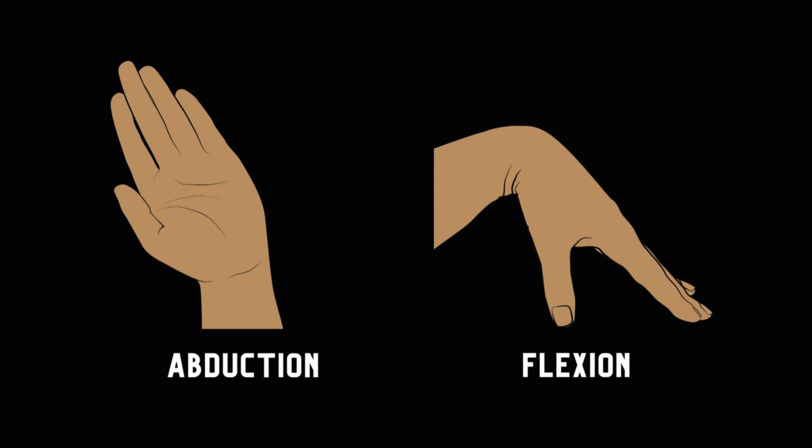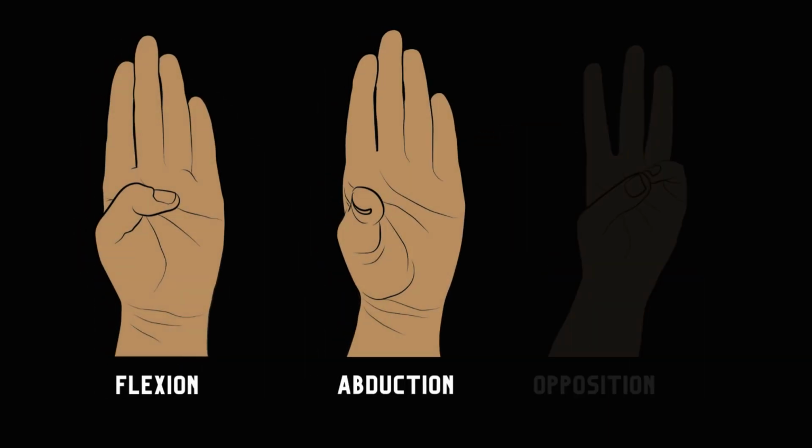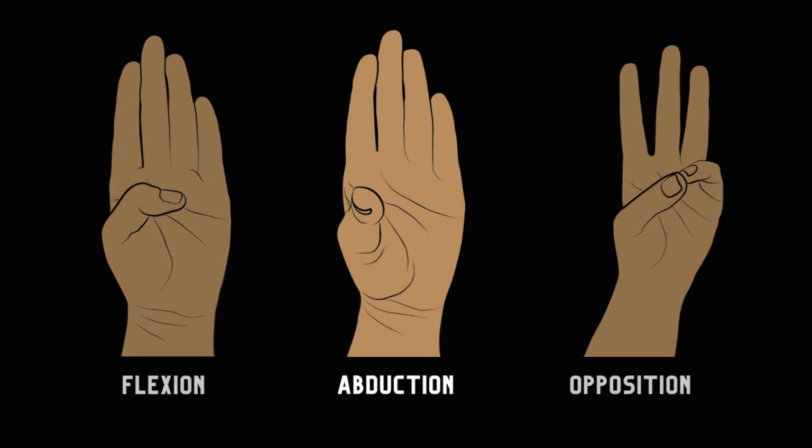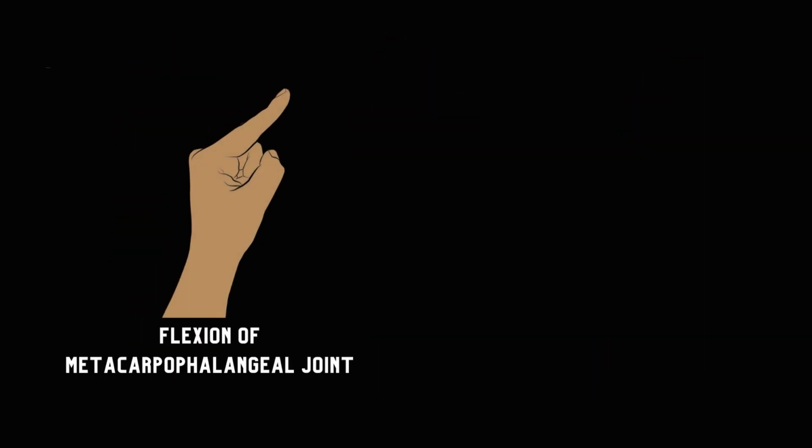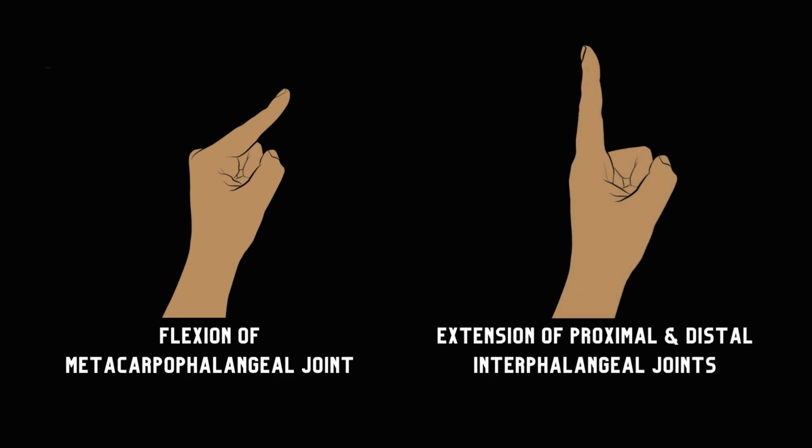Together, the extrinsic and intrinsic muscles innervated by the median nerve allow for critical, everyday movements such as abduction and flexion at the wrist, flexion, abduction, and opposition of the thumb, flexion at the metacarpophalangeal joints, and extension at the proximal and distal interphalangeal joints.